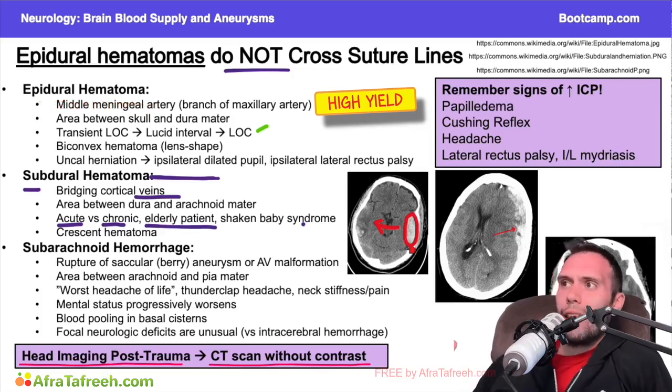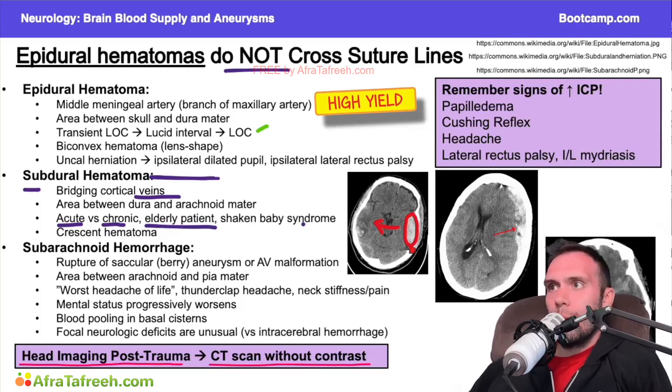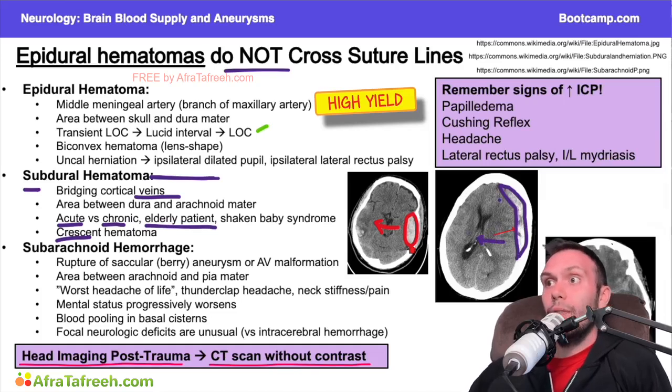And then I'd say for like third and fourth high yield would be someone in a motor vehicle accident or some blunt head trauma, or a patient that is consuming a lot of alcohol. You might see subdural hematomas there as well. And these present as a crescent hematoma. So as opposed to the lens shape, this is going to be more of a crescent. You can see there's definitely midline shift here in this version, signifying that there's some increased intracranial pressure.